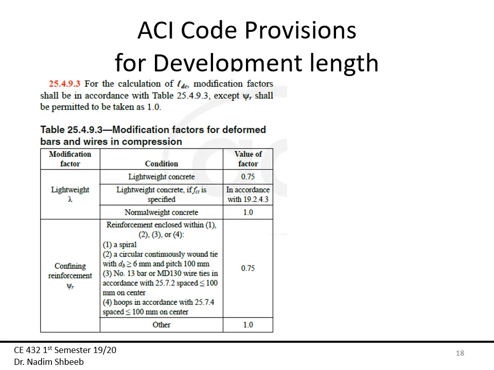Okay. Now, if I look at this confinement reinforcement, again, lambda, we're going to use it as 1. Here, reinforcement enclosed within 1, 2, 3, or 4. So if I have any one of these 4, I can use 0.75. Well, again, spiral is usually for columns, so if it's a spiral reinforcement, I can use 0.7. If I have a circular continuously wound tie with diameter of more than 6 millimeters and pitch of 100 millimeters, again, the pitch, I think I talked about it before, but I'm going to re-mention that when we talk about the columns. Number 3, 13 bars. Again, this 25.7, I'm going to mention that when we get into the columns, inshallah. But again, usually the confinement factor is 1, except in cases where you have a spiral, we use 0.5.